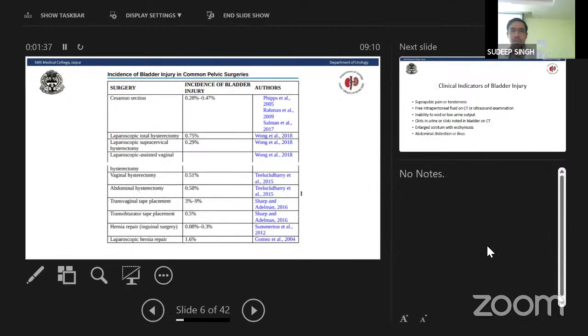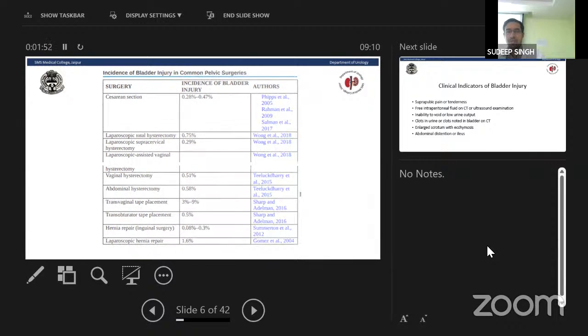So this shows the incidence of bladder injury in common pelvic surgeries. We can see that laparoscopic hernia repair has the maximum at 1.6%, and in case of laparoscopic total hysterectomy it is 0.75%, and vaginal hysterectomy it is less than laparoscopic, at 0.51%.